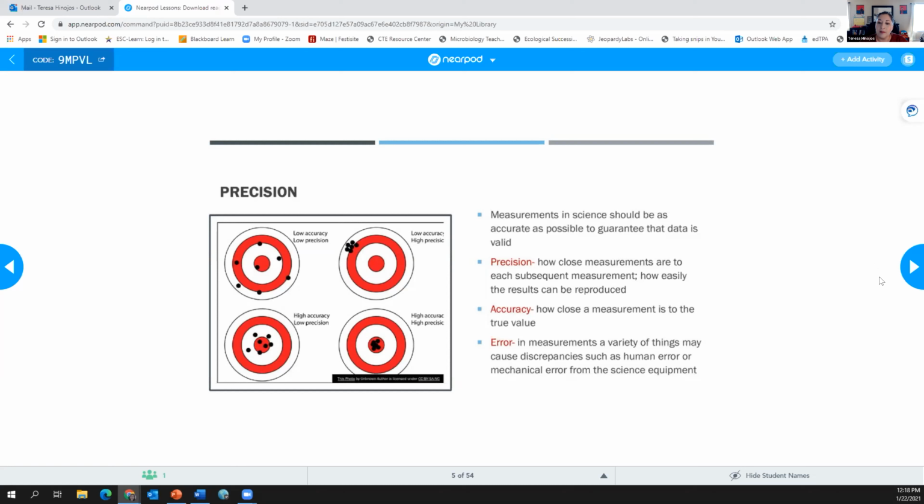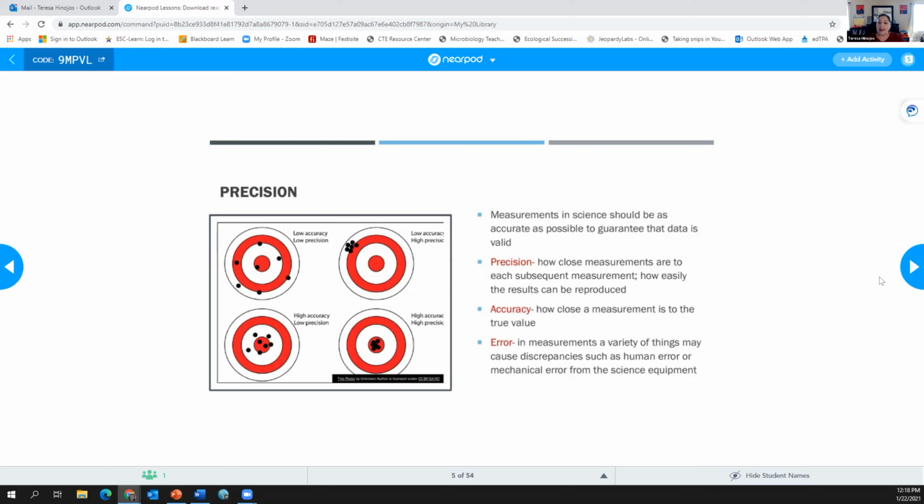When it comes to talking about error in measurements, there's a lot of things that can cause discrepancies. Sometimes just us as individuals, as humans, we make error. Maybe our eyes are not quite looking at things correctly. Maybe I didn't put the balance on a level table. Just little things like that. When I'm transferring my liquid, I spill some. So human error can cause differences in what we get.